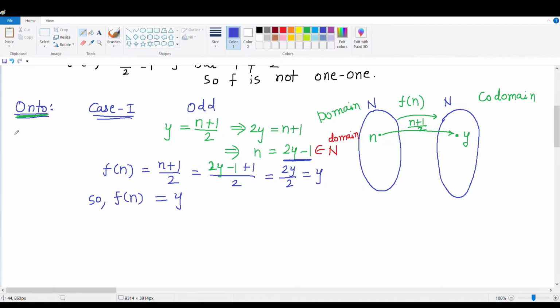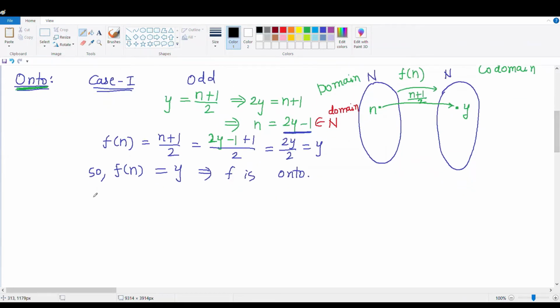And what do we do to prove that the function is onto? Exactly this. As soon as you input the number in your function machine, and you get y, or f of input, or f of x, or in this case f of n, when you get it equal to y, that is nothing but what? That the function is onto. So f of n equals y, that means f is onto. So for this odd case, we already proved it. Now we are going to do the second case. Second case was what?